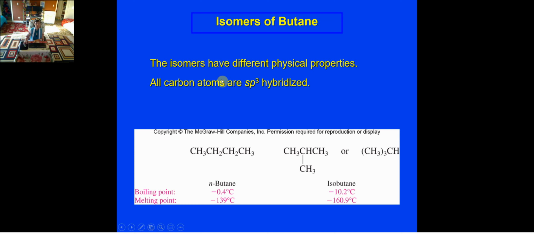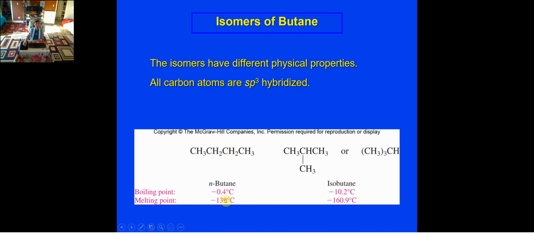In butane, both normal butane and isobutane have carbon hybridization of sp3. The bonding is also sigma bonding. Carbon 1 and carbon 4 are bonded with 3 hydrogens, and carbon 2 and carbon 3 are bonded with 2 other hydrogens.